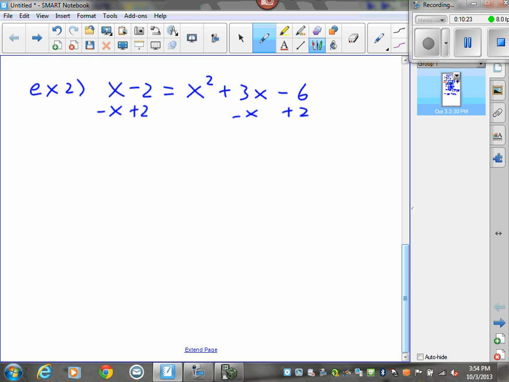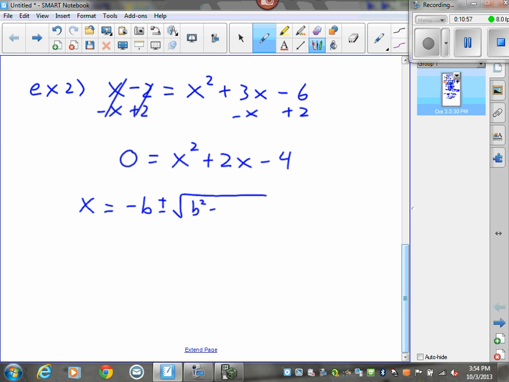So subtracting x is going to get rid of the positive x. And then adding 2 is going to cancel with minus 2. So that's going to leave me with 0 equals x squared. 3x minus x is a positive 2x, so x squared plus 2x. And negative 6 plus 2 is negative 4, or minus 4. So I get the quadratic x squared plus 2x minus 4. So again, I'm going to use that quadratic formula. X equals the opposite of b plus or minus the square root of b squared minus 4ac all over 2a.